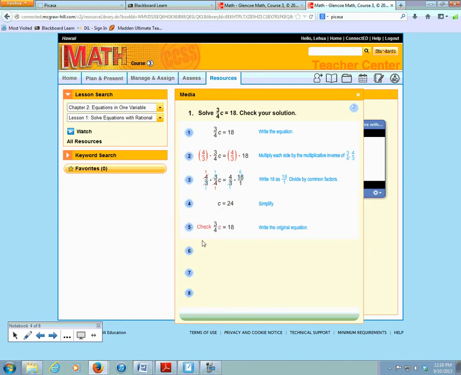And then we check. We have 3/4 c equals 18. That was our original problem. And then we plug in 24 for c. And do we get 18 equals 18? Let's check. So we write 24 as 24 over 1. And then divide by common factors. In this case, the common factor is 4. Therefore, 18 does equal 18, and it is a true sentence.